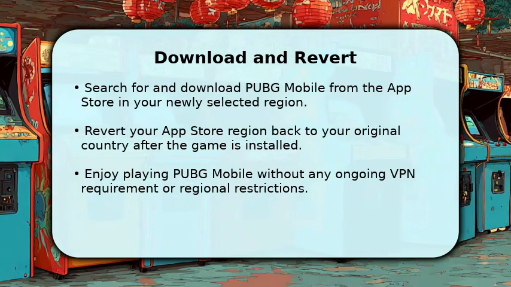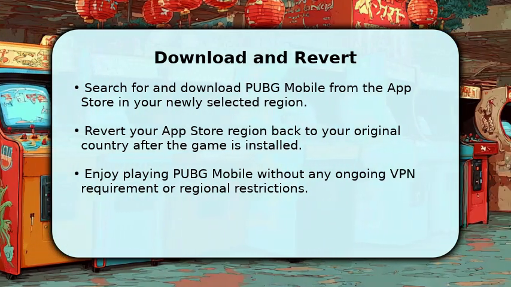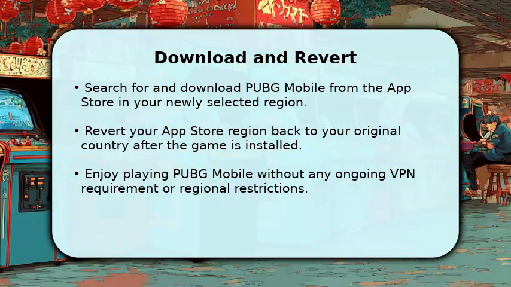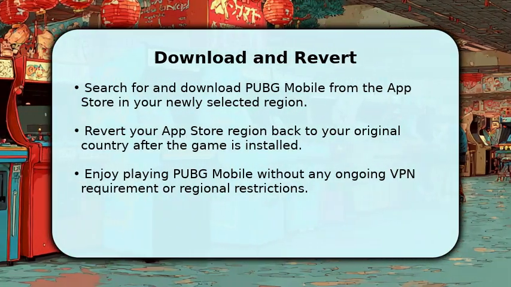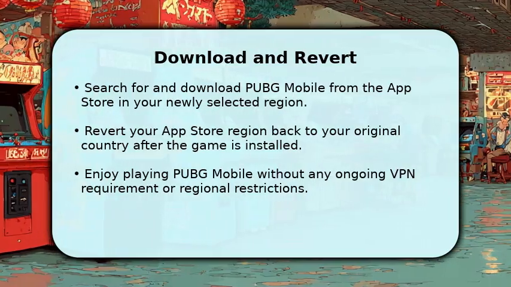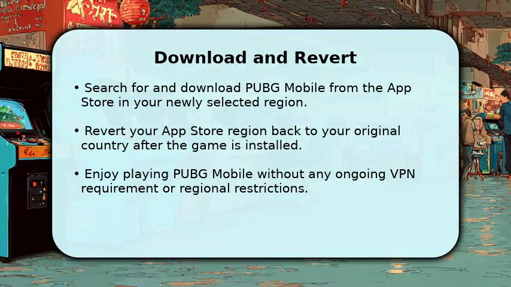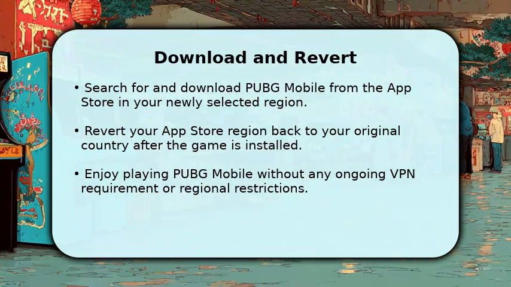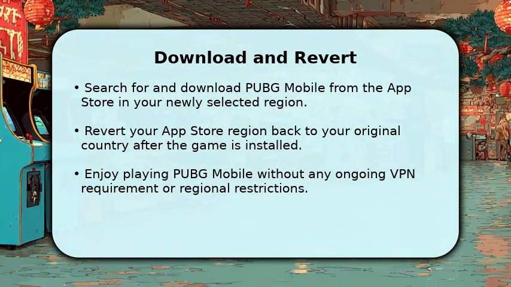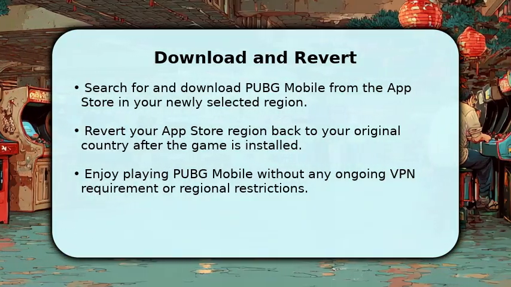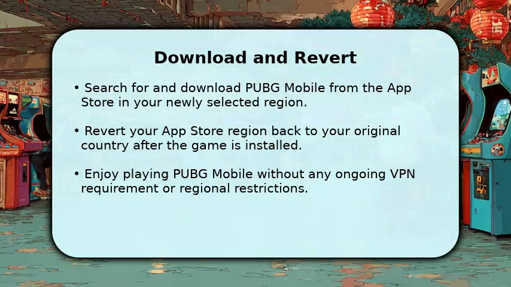Once your region is successfully updated, open the App Store and search for PUBG Mobile. You should now be able to download and install the game without any issues. After the game has finished downloading and is installed on your iPhone, you can safely revert your App Store region back to your original country. The game will remain fully functional, allowing you to play without needing a VPN or encountering further regional blocks. Enjoy countless hours of gameplay.